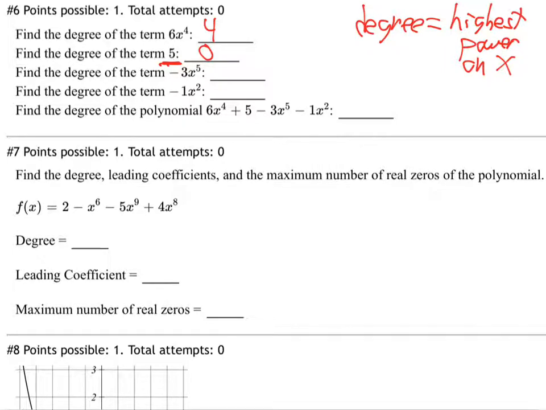If you guys want a technical explanation: I don't know if you know, but 5 is the same as 5x to the 0 power. Does anybody know anything to the 0 power is 1? That's the same as 5 times 1, which is 5.